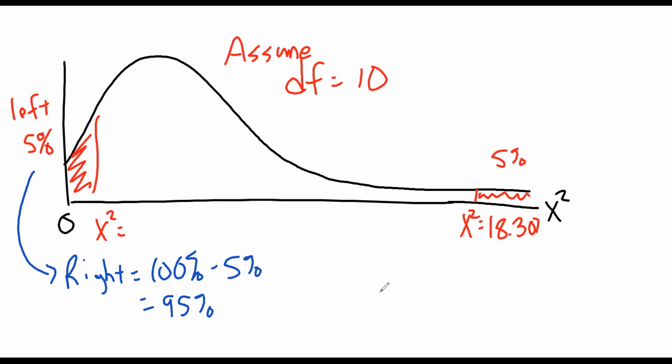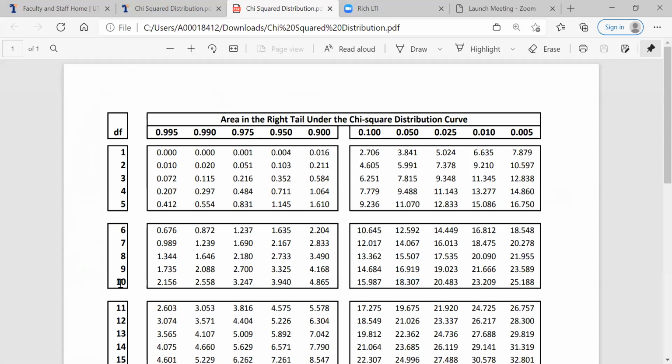Go back to the chi-squared table. We're still at 10 degrees of freedom, but 5% on the left means 95% on the right. So we're in the fourth column, going down to the 10th row, and we get a chi-squared value of 3.940. Let's go draw that. 3.940.